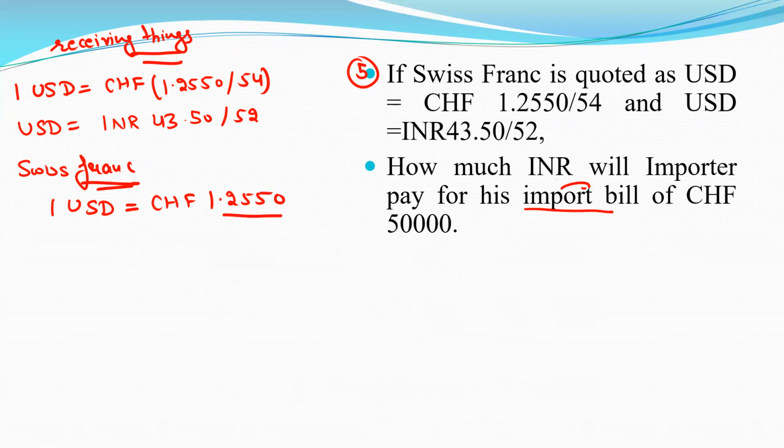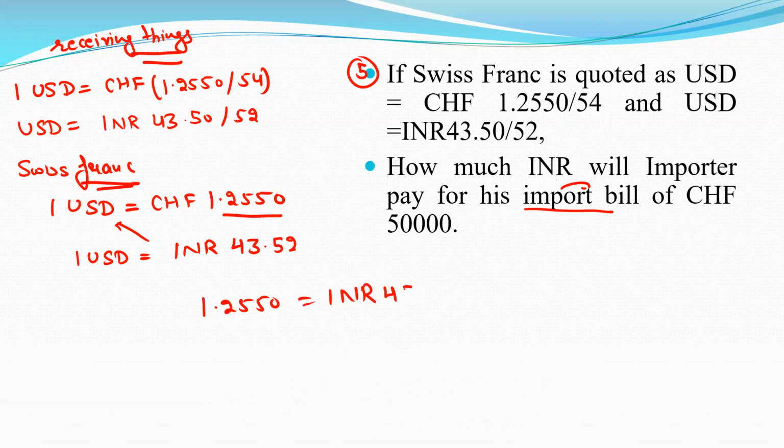Why do we have to buy? Because we have to pay in their own currency, and here we have to calculate how much amount we have to pay. On the other hand, we have to sell USD, so we will take INR 43.52. So here replace this: 1.2550 CHF is equal to INR 43.52.